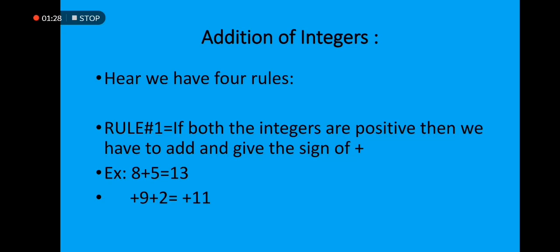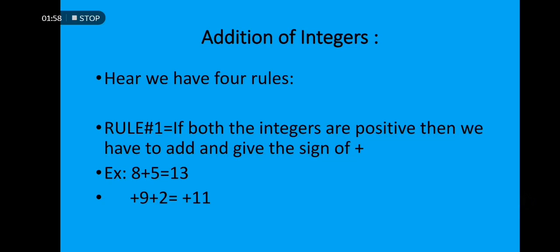Rule 1: if both the integers are positive, then we have to add and give the sign of plus. For example, plus 8 plus 5, that is, both the integers are plus. So add, 8 plus 5 is 13, and give the sign of plus. In front of 13 we don't have a sign, so it's positive. Next example I gave, plus 9 plus 2. Both the integers are again positive. That time you have to add, that is 11, and give the sign of plus.